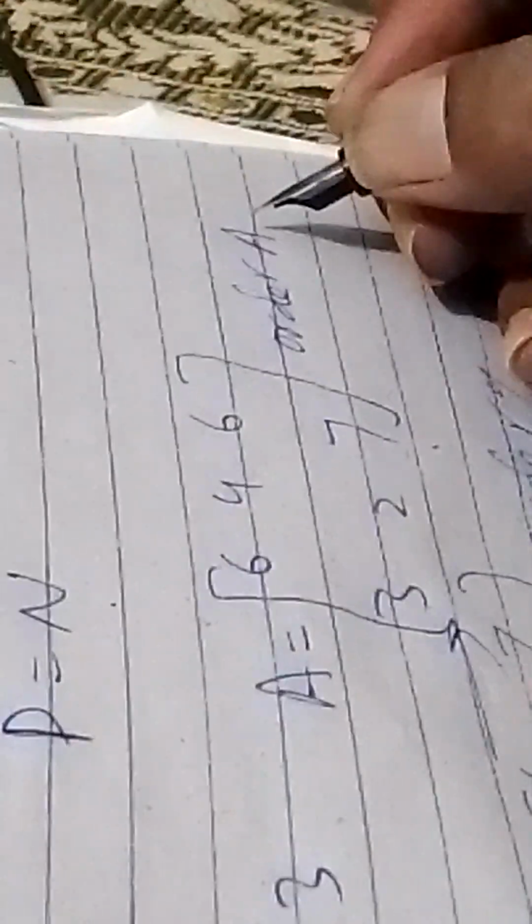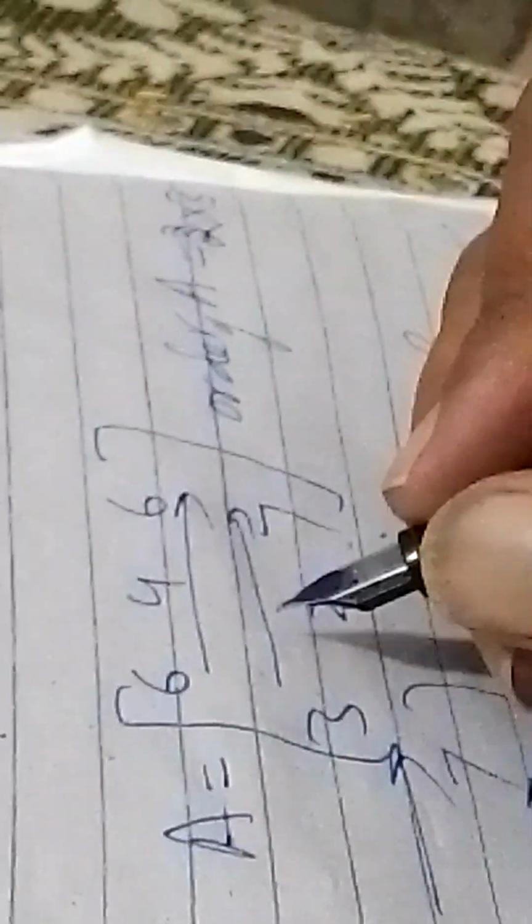But order of A is 2 cross 3, 2 rows and 3 columns. Therefore, they are not equal. A is not equal to B. C. You can see C and A are equal. A equal to C because order of A and C is same and the corresponding entries are same.